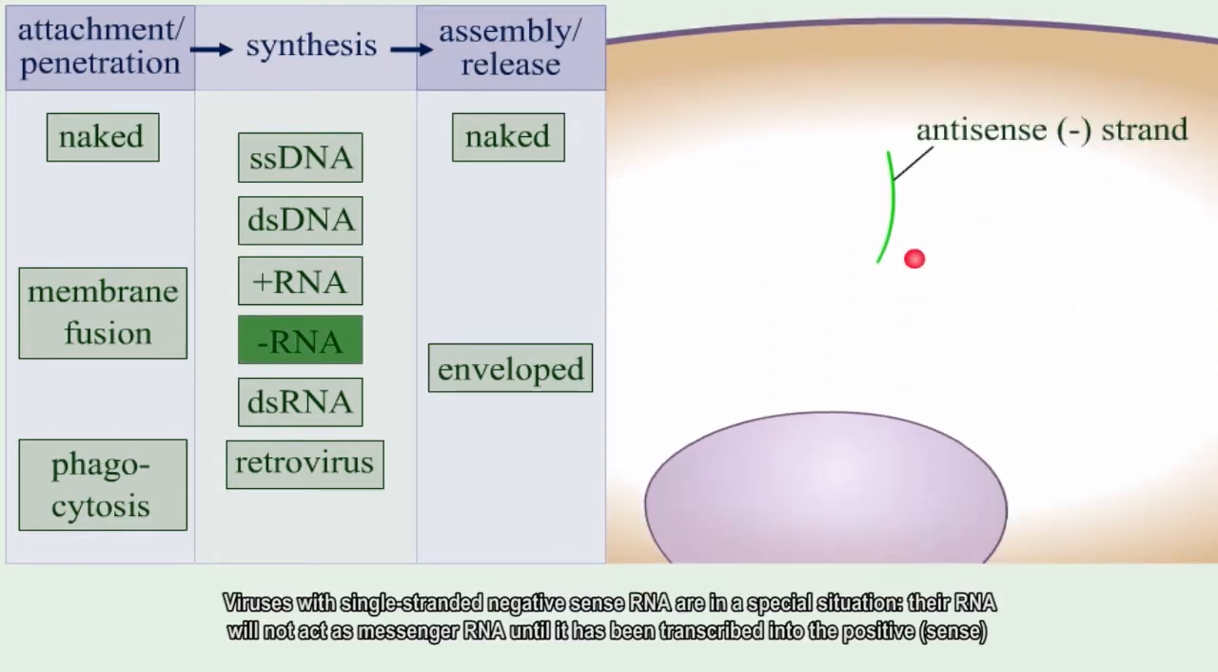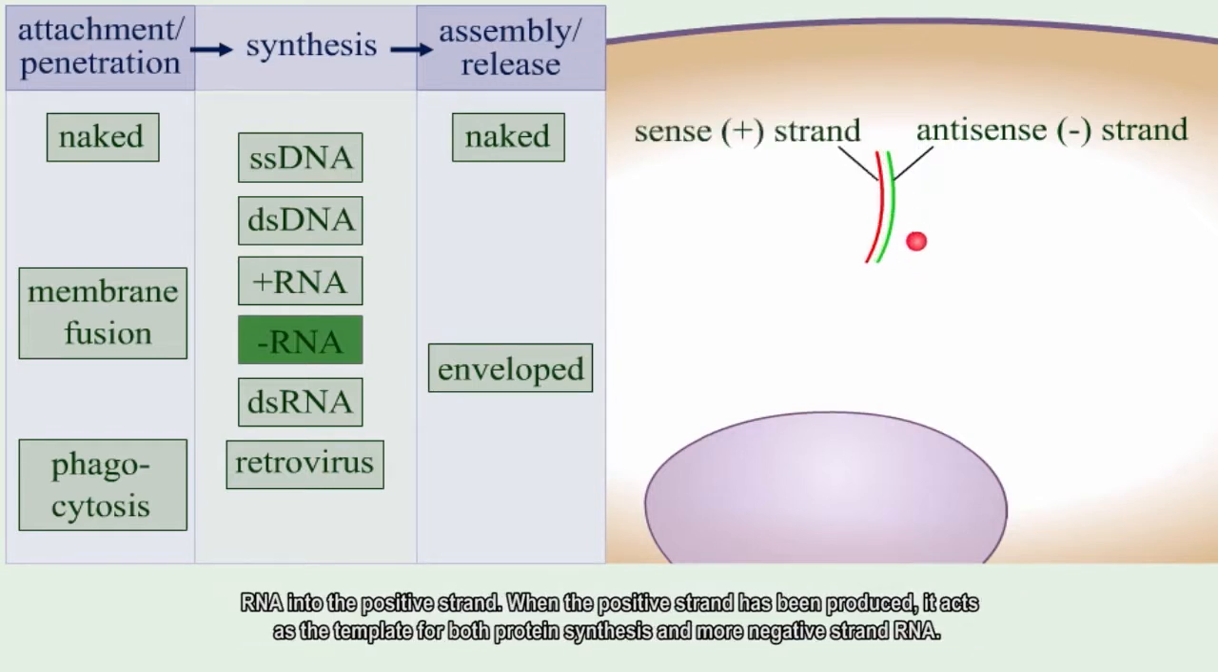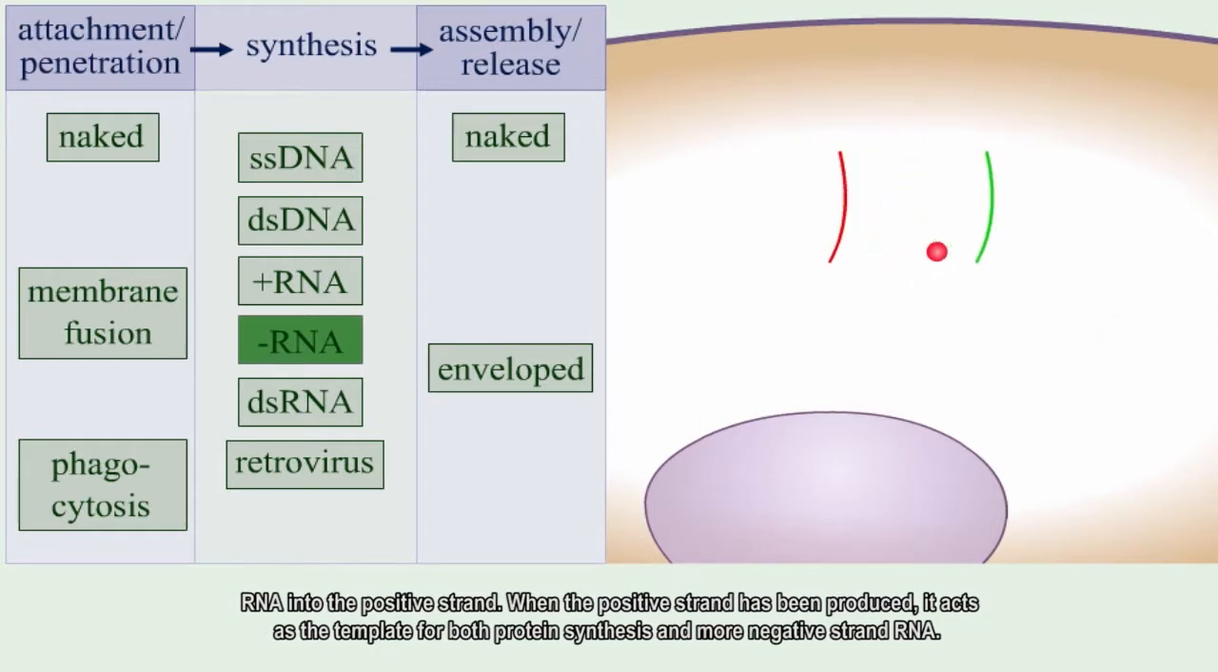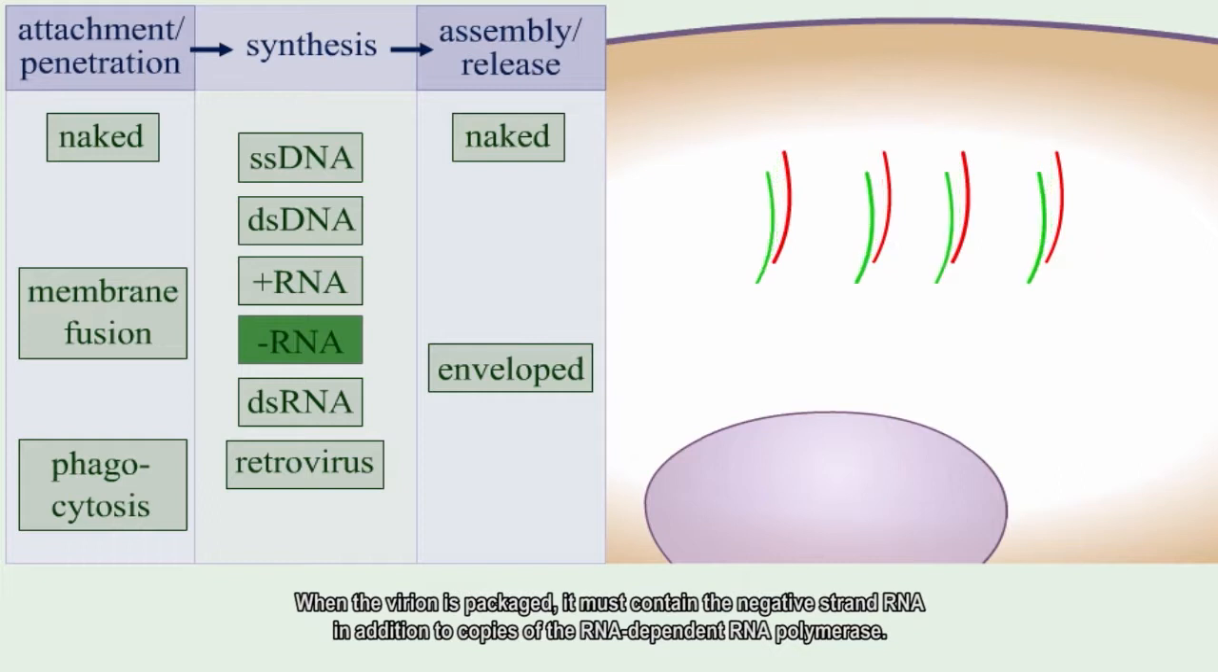Viruses with single-stranded negative sense RNA are in a special situation. Their RNA will not act as messenger RNA until it's been transcribed into the positive sense strand complement of the original negative antisense strand RNA. To accomplish this feat, the viruses carry their own RNA-dependent RNA polymerase, which transcribes the RNA into the positive strand. When the positive strand has been produced, it acts as the template for both protein synthesis and more negative strand RNA. When the virion is packaged, it must contain the negative strand RNA in addition to copies of the RNA-dependent RNA polymerase.